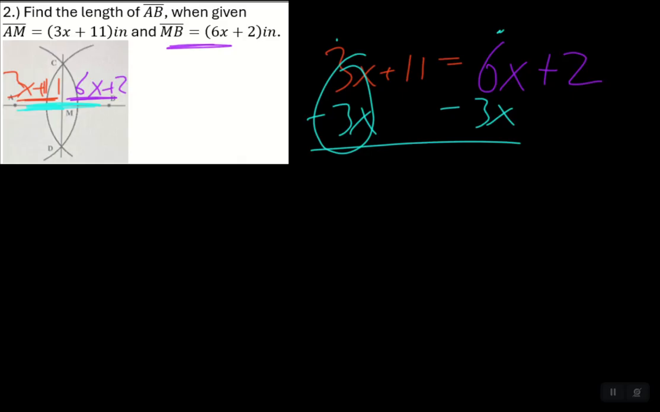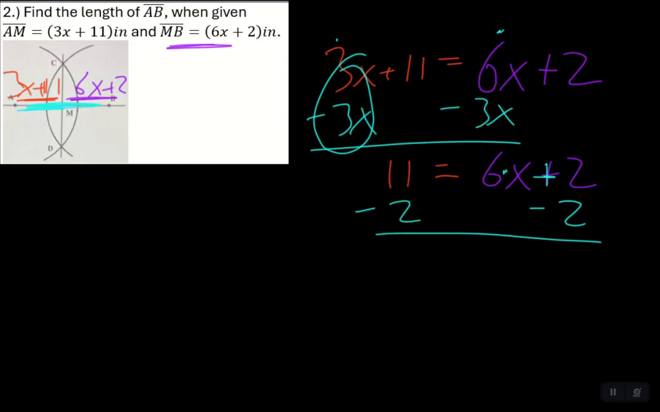Now, this is going to give us 11 is equal to 6x plus 2. And then from there, how do I get x by itself? Do I get rid of my multiplication or my addition first? Hopefully you said your addition. The opposite of plus 2 is minus 2. We'll subtract that from both sides.